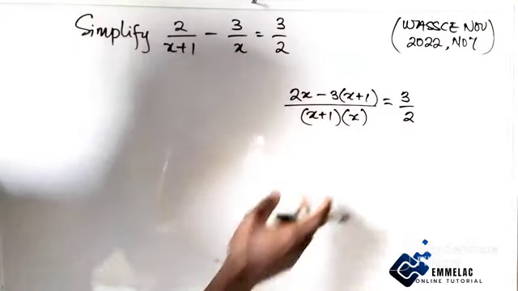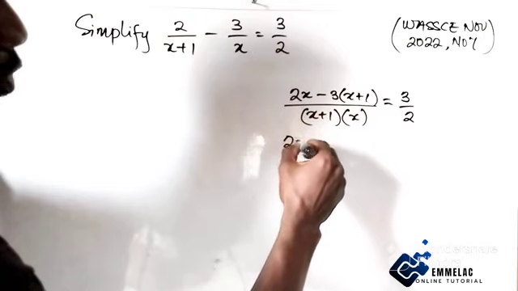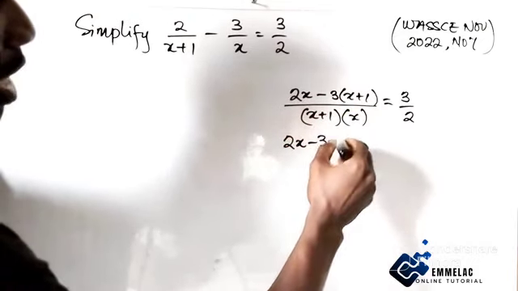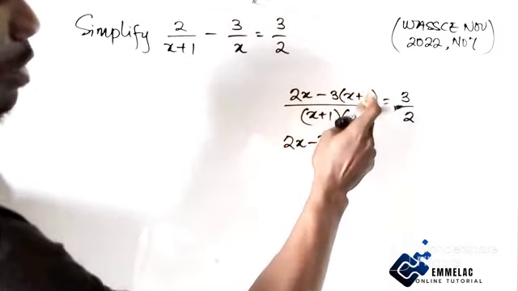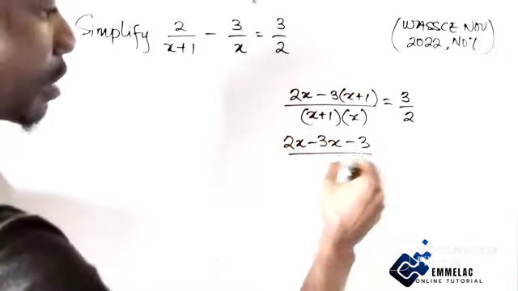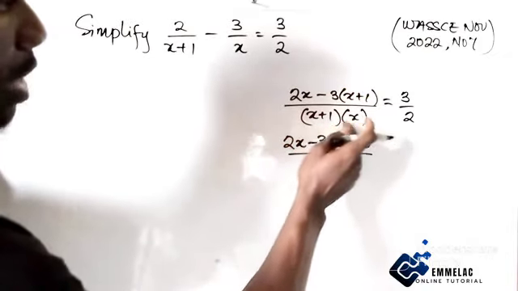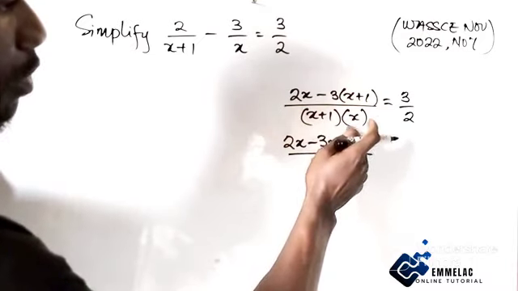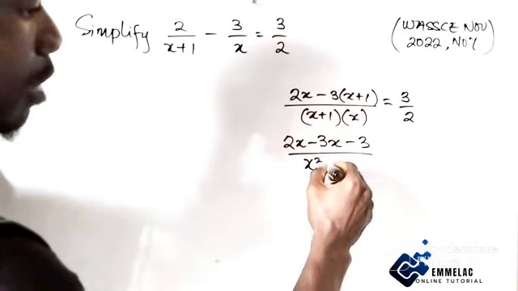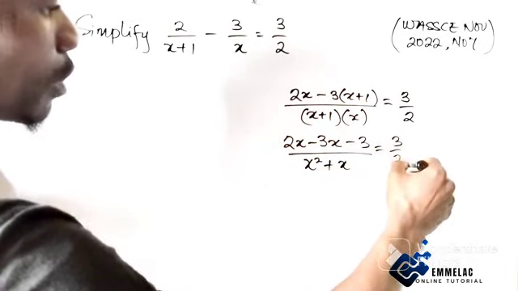Okay, now let us open the bracket or simplify further. We have 2x, then minus 3 times x will give us minus 3x, then minus 3 times plus 1 will give us minus 3. Then everything over, if I have to open this bracket, it means we have to multiply the two expressions together. It will be x times x will give us x squared, x times 1 will give us x. Then all will give us 3 over 2.